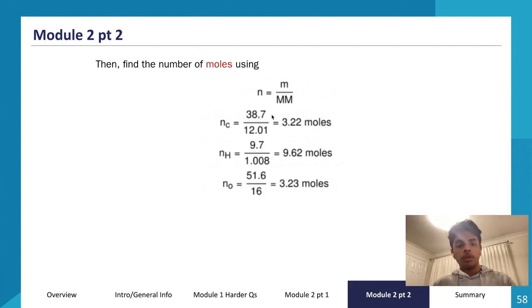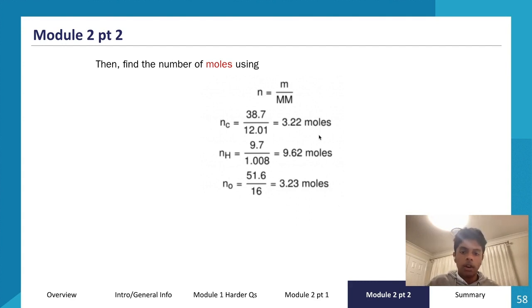We use the formula mass over molar mass for this, n equals m over M. So let's find the number of moles now. The moles of carbon is 38.7, which is the mass we got over here, divided by 12.01, which equals 3.22 moles. The moles of hydrogen is 9.7 divided by 1.008, which is the molar mass of hydrogen, to get 9.62 moles. The moles of oxygen is 51.6 divided by 16, which is 3.23 moles.